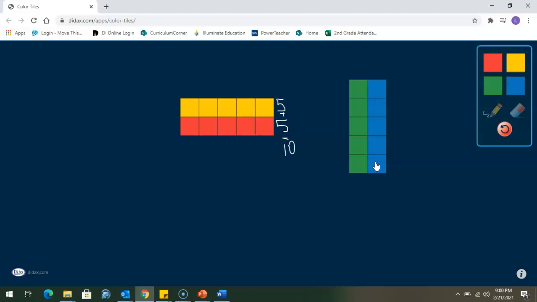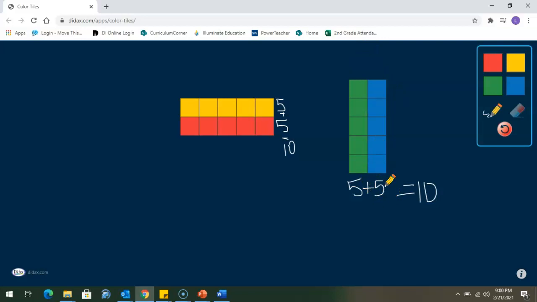Now, what repeated addition equation can we use to find the total of 2 columns of 5? Think about it. Yes, 5 plus 5 equals 10, boys and girls. And we can say that because we have 1, 2, 3, 4, 5 in one column, and 1, 2, 3, 4, 5 in the other column.